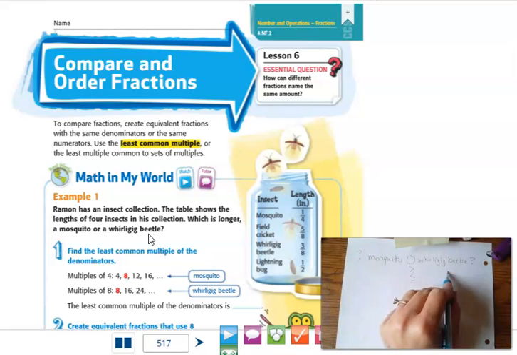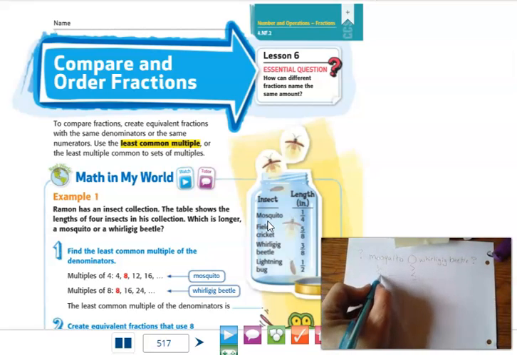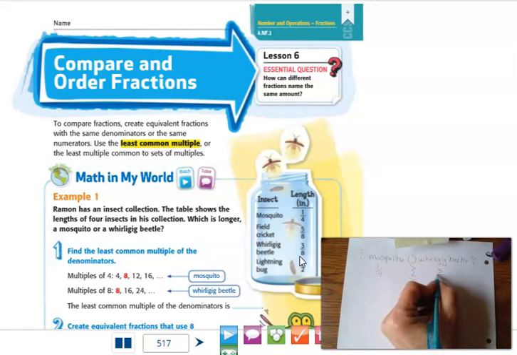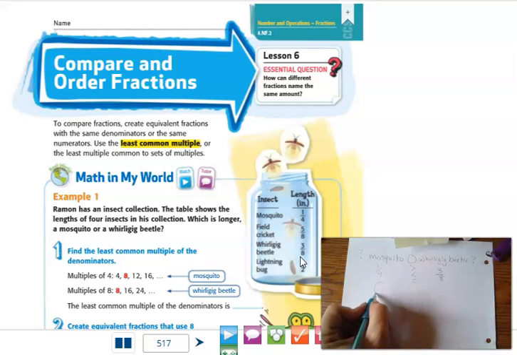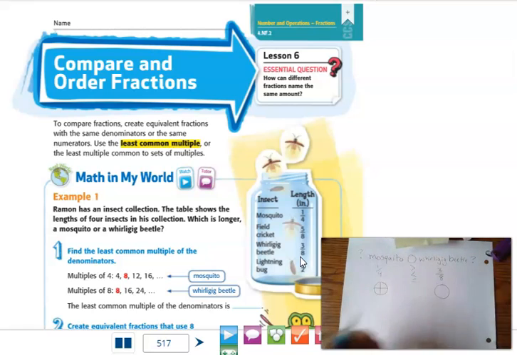Okay, so mosquito compared to the whirligig beetle. Now I'm going to use my chart that they've given me right here. A mosquito is 1/4 and a whirligig beetle is 3/8. Okay, so one way to do this is I can draw a picture. I'm going to show you the picture way just because this concrete method is really helpful for some.